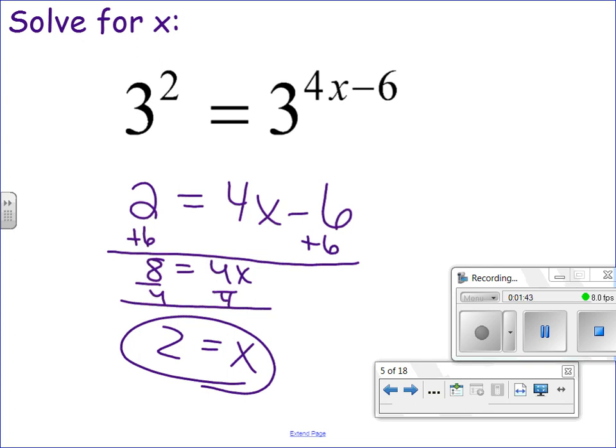Spencer? And do it in your head. So Spencer's just like, oh, I know this must be a 2, so x has to be 2. It works if you can do it in your head.